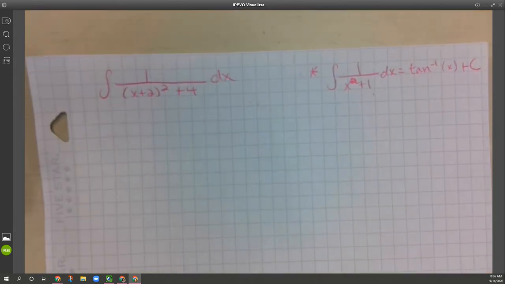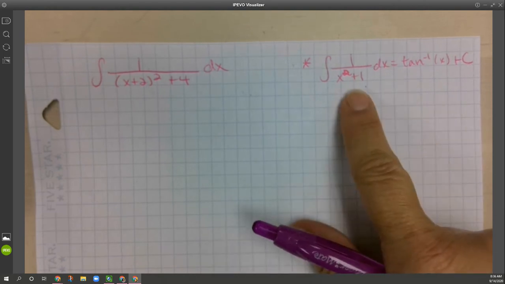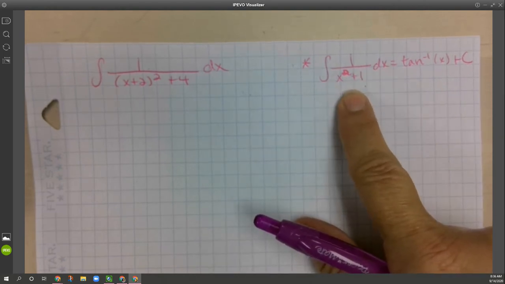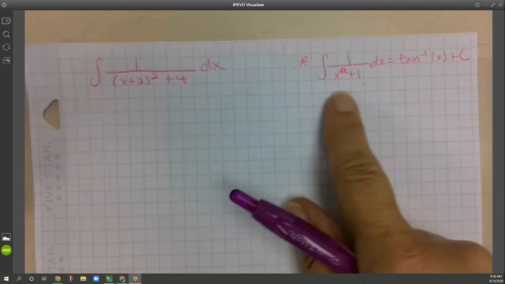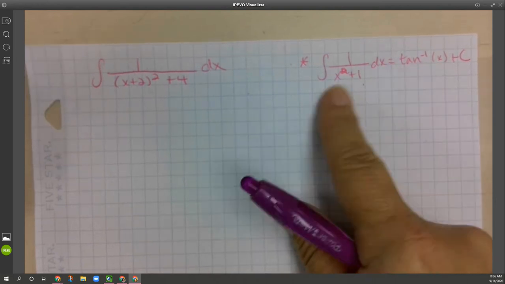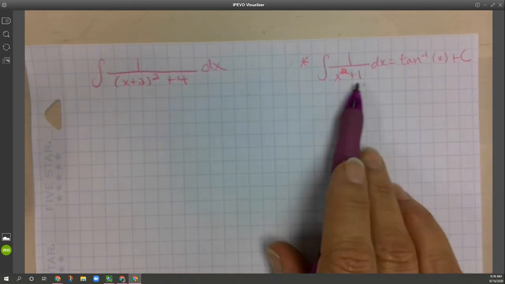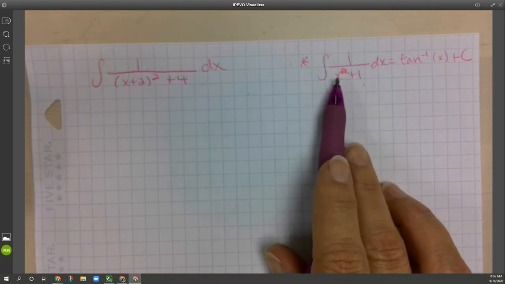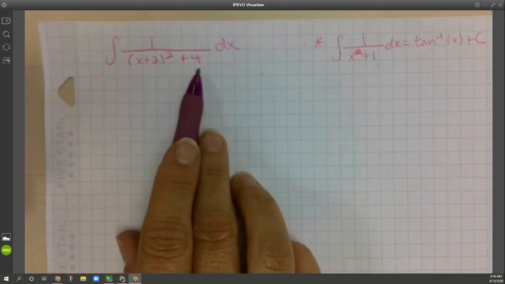Okay, so this new rule that I gave you today, it is certainly based on this rule that we're familiar with as a derivative rule and now as an antiderivative rule. It all goes back to this. One important feature of this rule is that we need to have a plus 1 here in this part. We need to have something squared plus 1. And what I'm looking at over here is a plus 4.